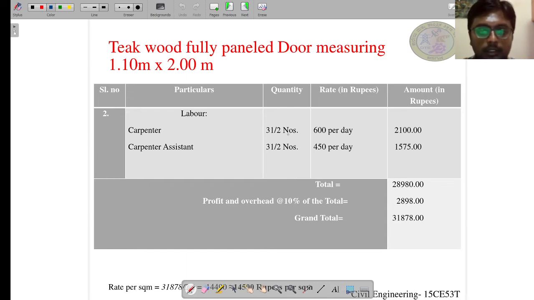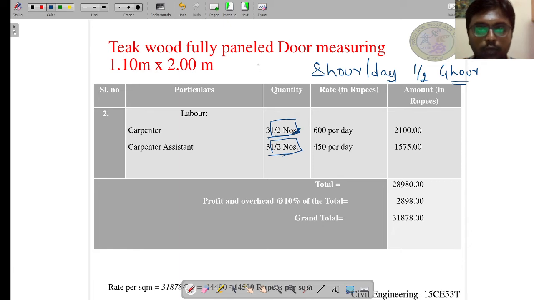So labor, so 3.5 number of carpenter and 3.5 number of carpenter assistant. So you might be wondering what is this half number. As you know, we calculate the labor in terms of working for 8 hours per day. So if we are taking it as half, it means a labor is working only for half a day, that is 4 hours. That is why we have this number as half.